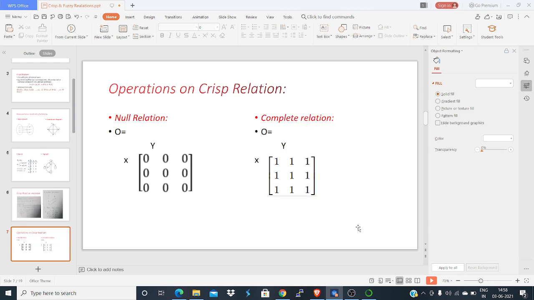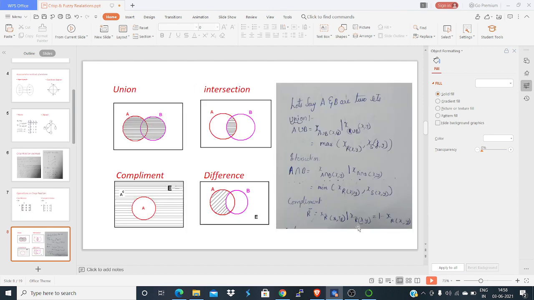Next, operations. There is the null relation, where all the values will be 0 for any graph of size n, any matrix of size n. Whereas in a complete relation, all the values are 1 in the matrix of size n. This is the representation for union, this is for intersection, this is for complement, this is for difference. A union B will be finding the max of XA and XB, whereas an intersection will be finding the min of XA and XB, whereas a complement will be subtracting it from the whole.